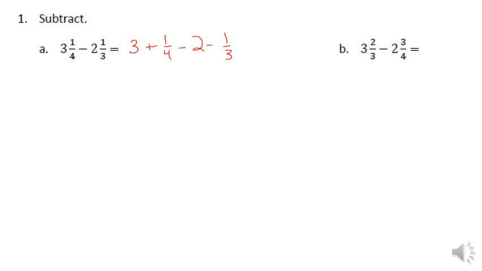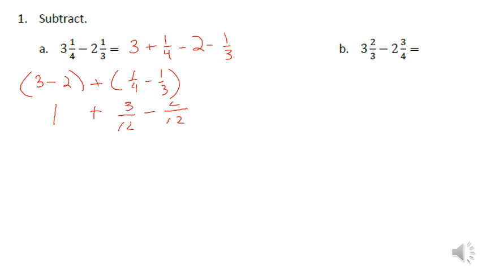Now we're going to rewrite it as 3 minus 2 plus the difference of 1/4 minus 1/3. And we can see we have 1 plus. Now we're going to rewrite this fraction up above with our common denominator. We know 4 times 3 is going to give us 12. So that's our common denominator. And 1 times 3 gives us 3/12, and 1 times 4 gives us 4/12.